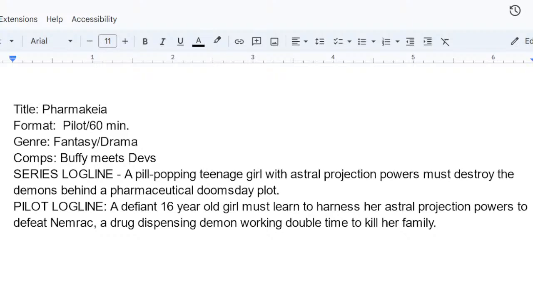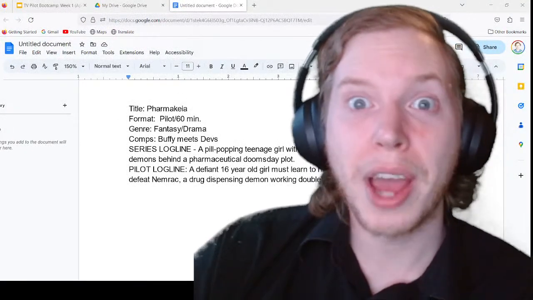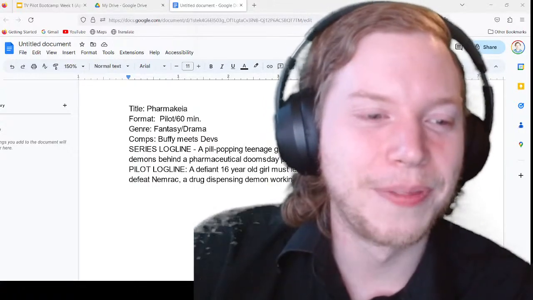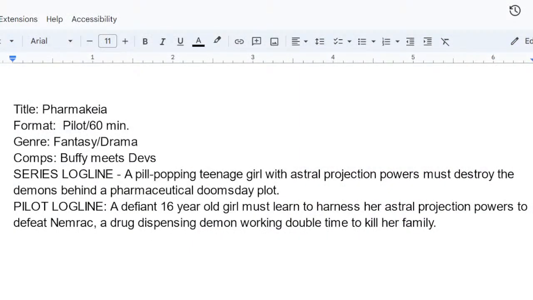Okay. Because if a demon's trying to kill your family, we don't really need to say he's trying really hard. We assume he would be trying really hard, so I just don't think you need it. The other thing is, I don't think she's going to defeat Nemrak in the pilot, is she? Isn't that the big bad guy? Oh, yeah. Okay, you're right.